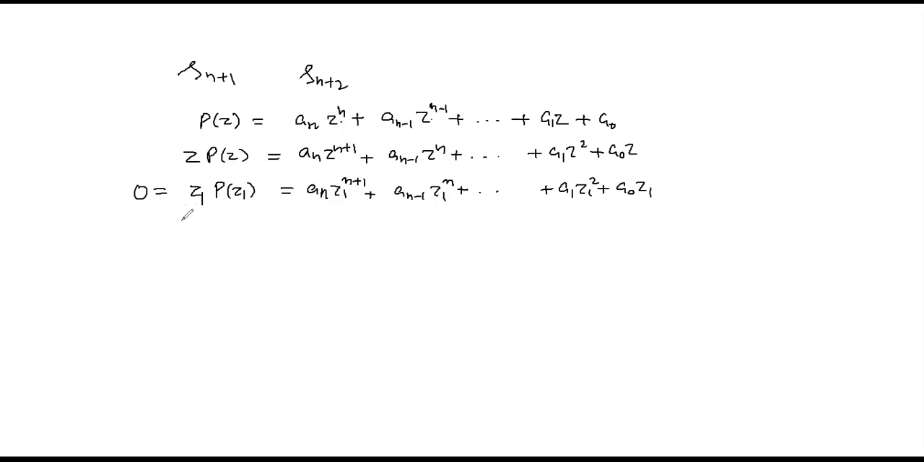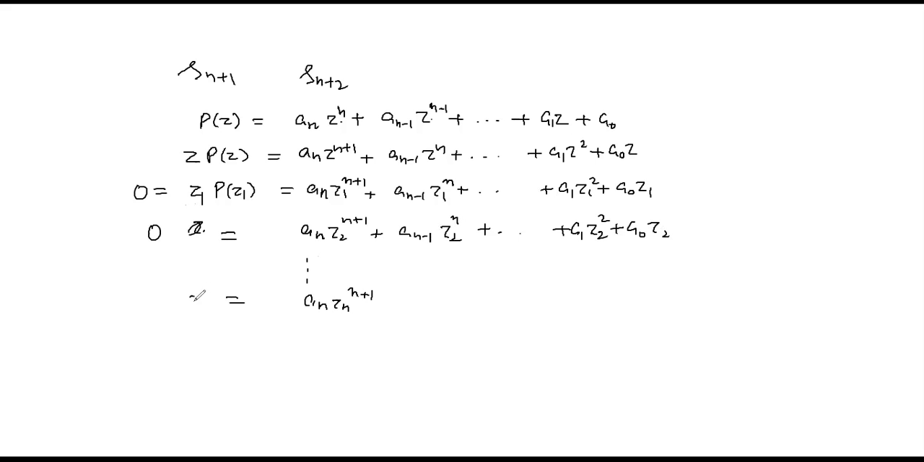And same applies for all the other zeros. Now similarly I could have Z2. Similarly 0 would also be equal to an Z2 raised to power n plus 1 plus an minus 1 into Z2 raised to power n plus so on and so forth plus a1 Z2 squared plus a0 into Z2, and for all the zeros you can just go on and on. Then an Zn raised to power n plus 1 is also equal to 0 plus an minus 1 Zn raised to power n plus so on and so forth plus a1 Zn squared plus a0 Zn. This is also 0.